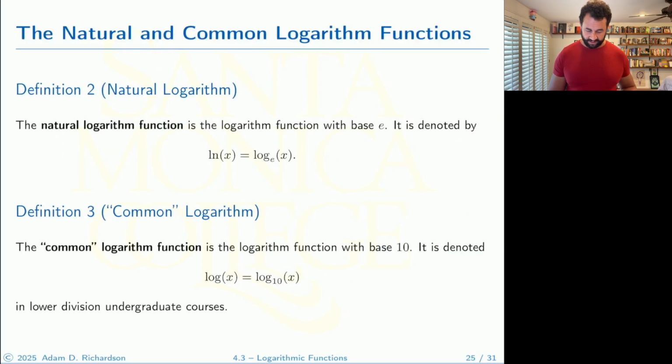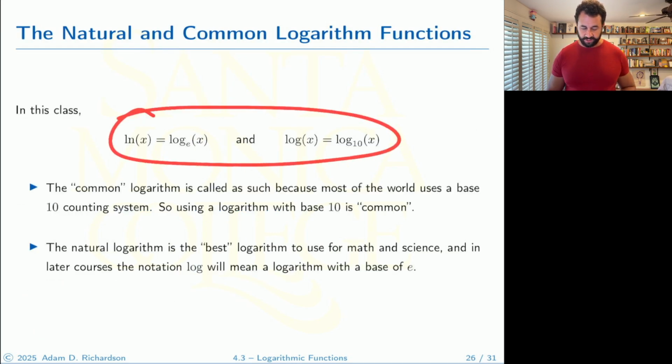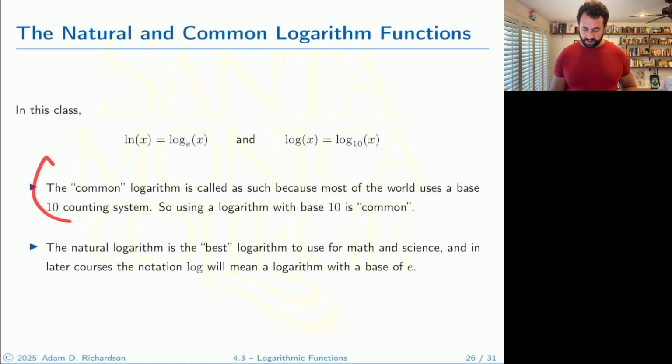Now, a note about that. Yes, this is true in lower division undergraduate courses. These are the notations we'll be using in this class. The common logarithm is called that because most of the world uses a base 10 counting system. So calling a logarithm with base 10 common is why we call it common. A logarithm that has base 10 is common.